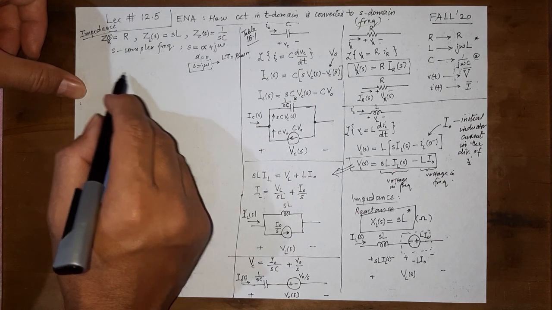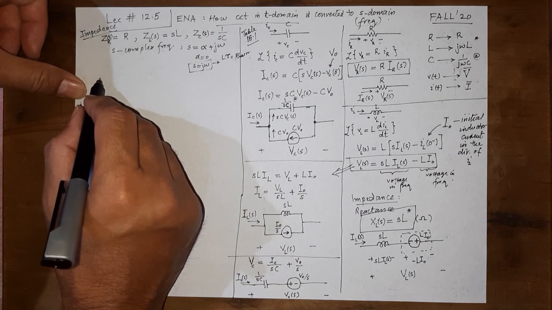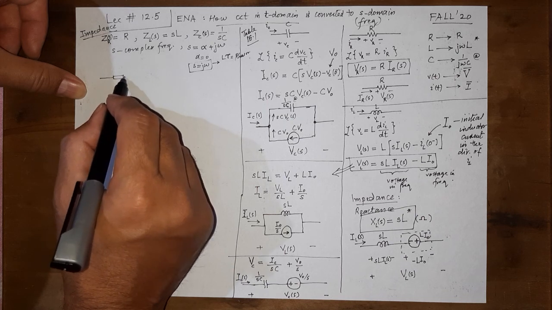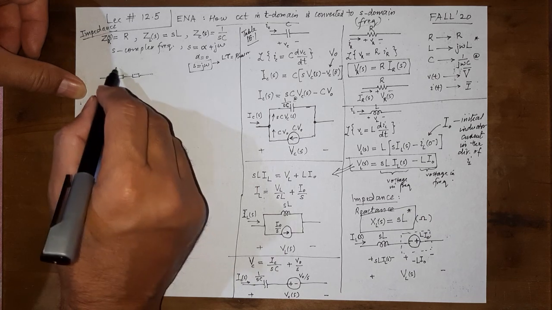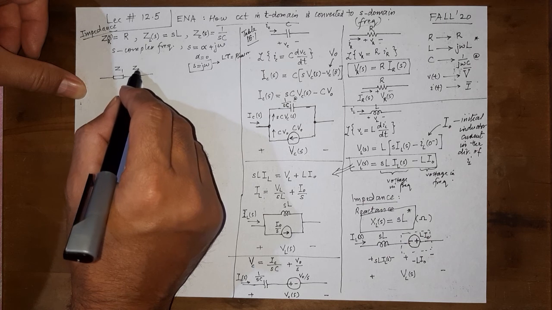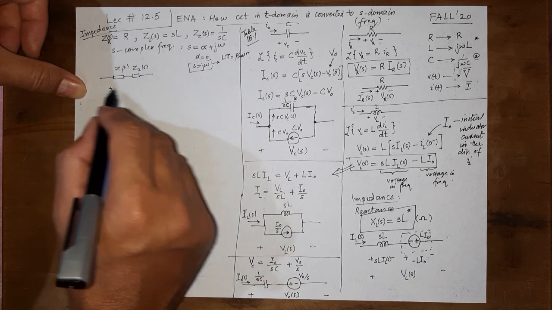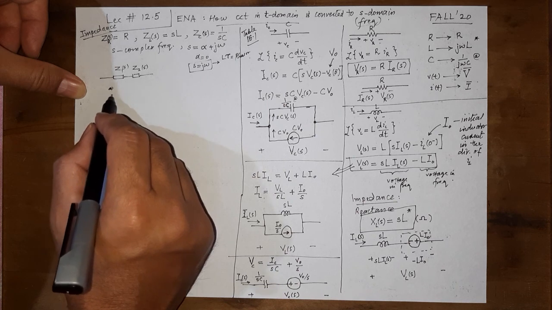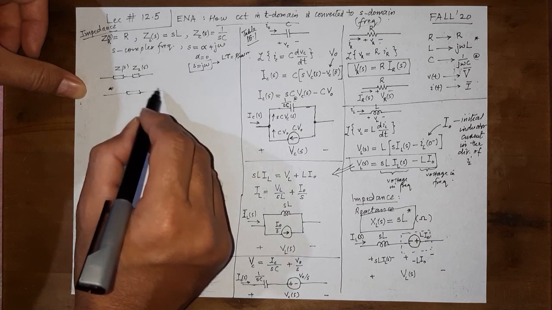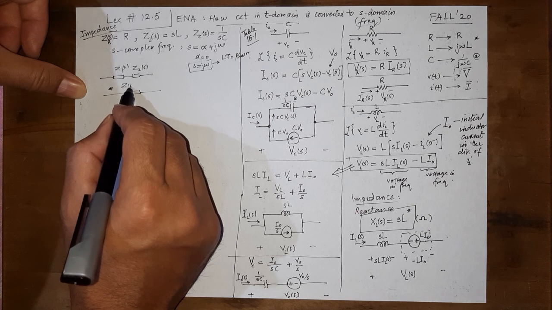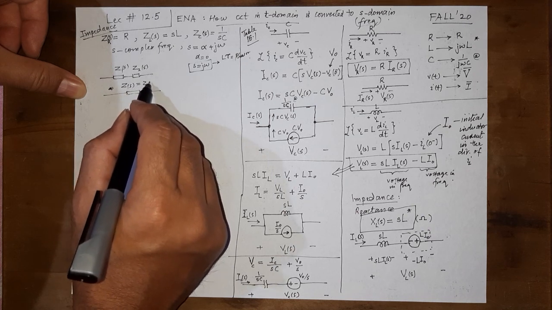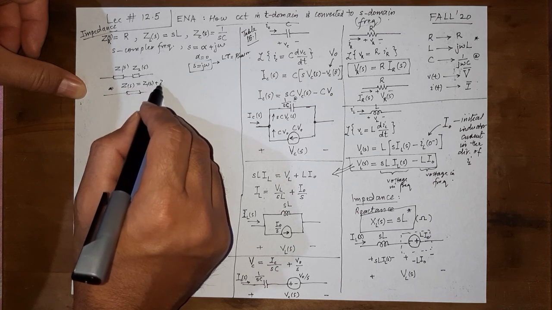So impedances in series add together. If we have Z1 of S and Z2 of S, then the overall equivalent impedance would be Z1 of S plus Z2 of S.